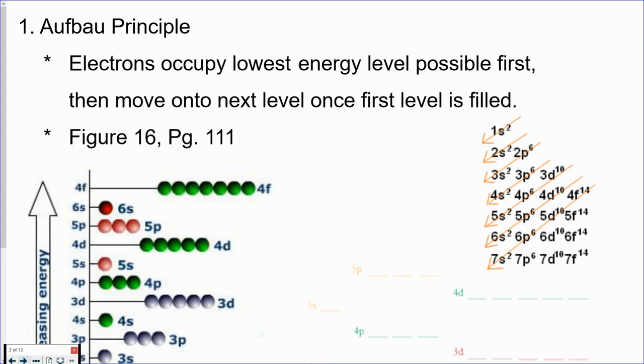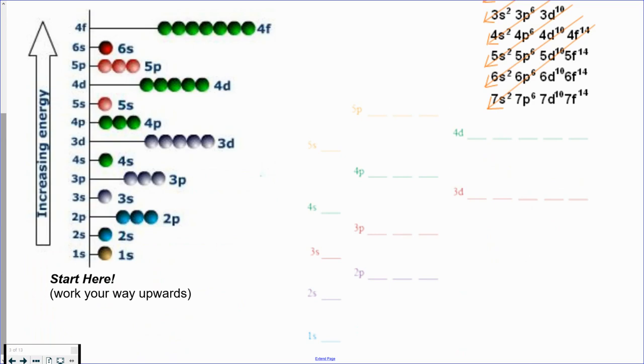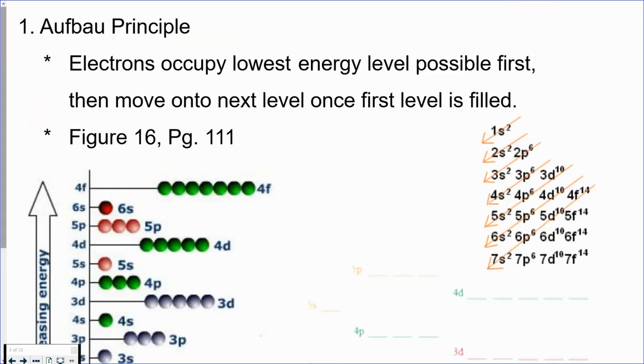So what does the Aufbau principle tell us when it comes to electron notation? What it tells us is that we're going to fill from the lowest to the highest, because highest to lowest wouldn't make sense. So you're always going to start with 1s, and then you're going to move your way up. You can't fill 3d before you fill 4s.